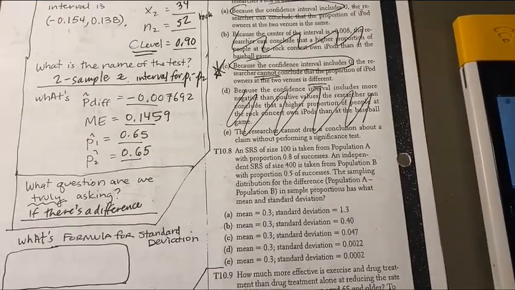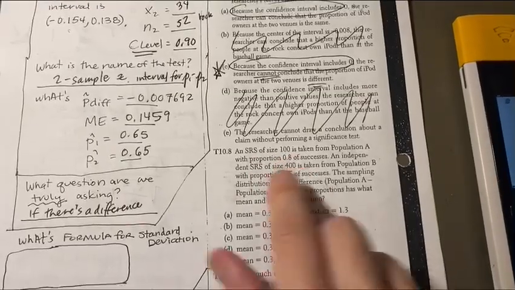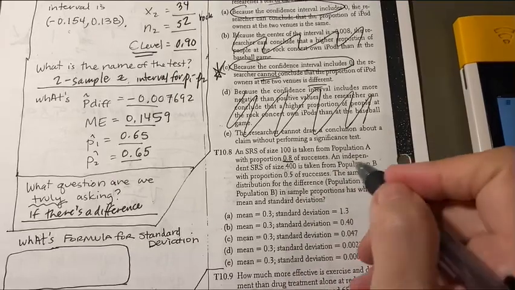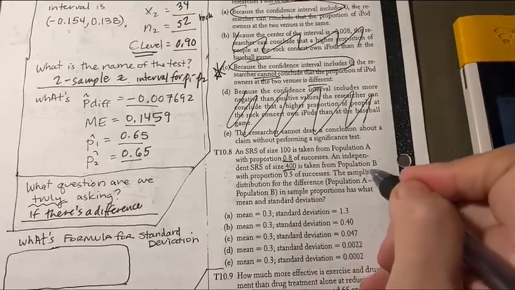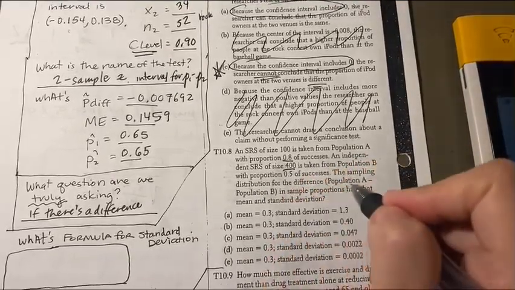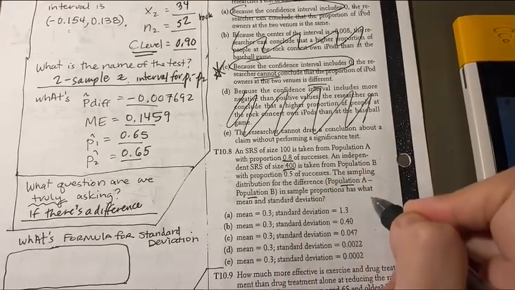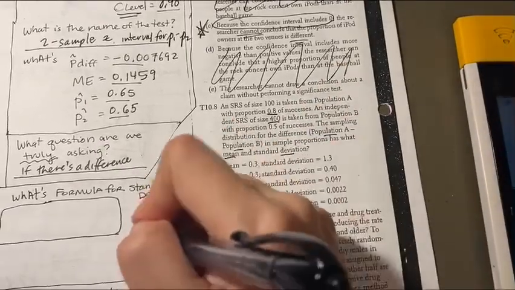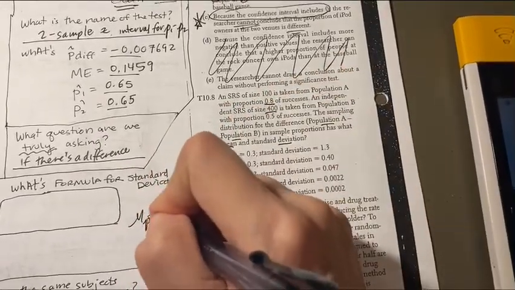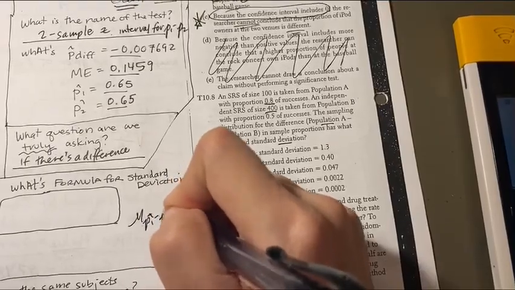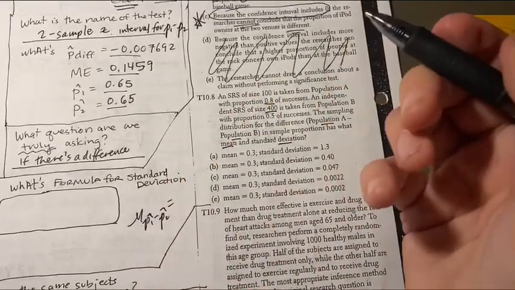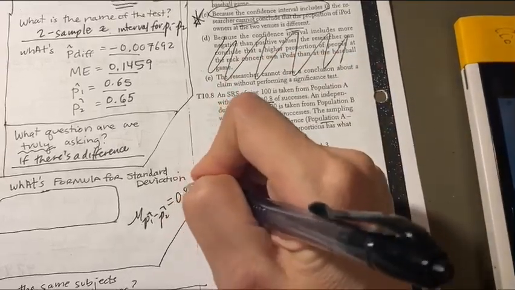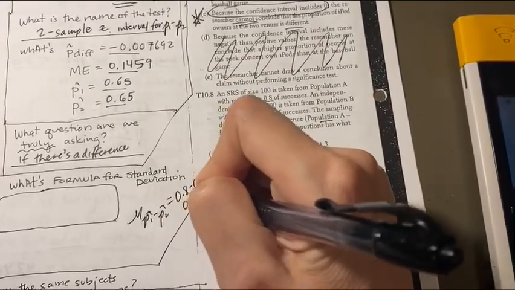All right. Next question. An SRS of 100 is taken from population A and it has a proportion of that. An SRS of size that is taken from population B. For the sampling distribution for the difference between the two populations, what would be the mean and standard deviation? Okay, so we did this in class, and the mean of the difference of proportions should just simply be equal to the difference you got. And so what difference would you get? Well, the difference between 0.08 and 0.05 is 0.03.